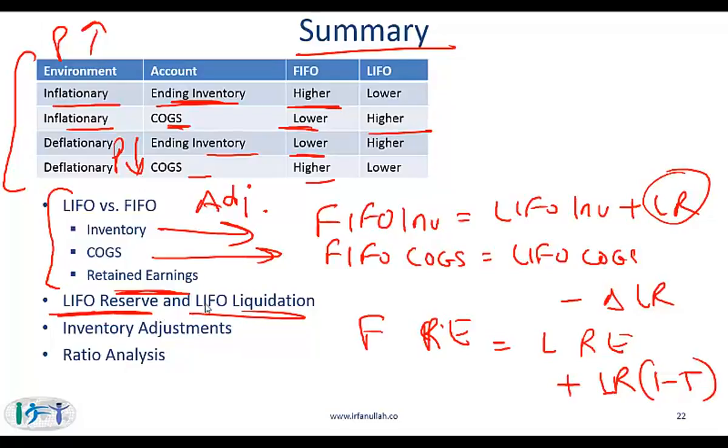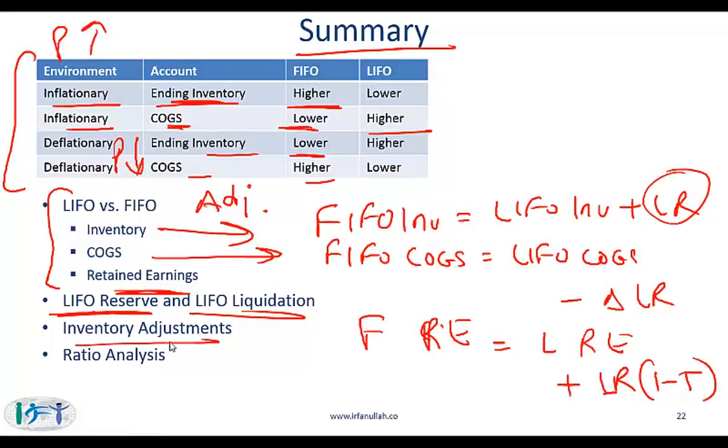LIFO liquidation happens when you are using the LIFO method and your sales exceed the number of units purchased, so you are dipping into older inventory. That might make the gross profit appear higher than it should be.